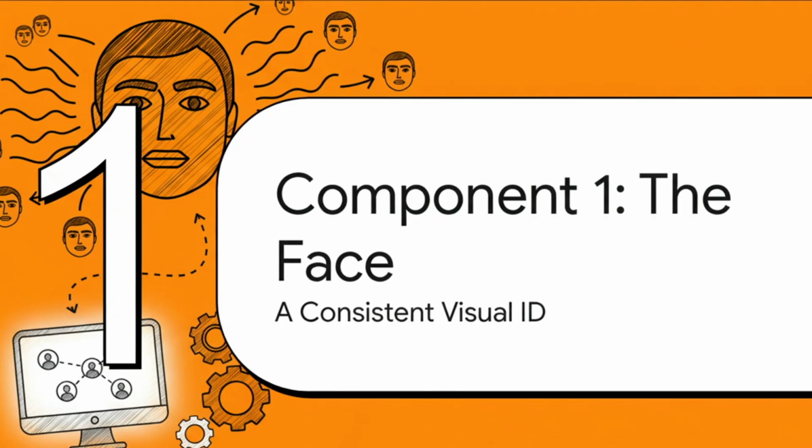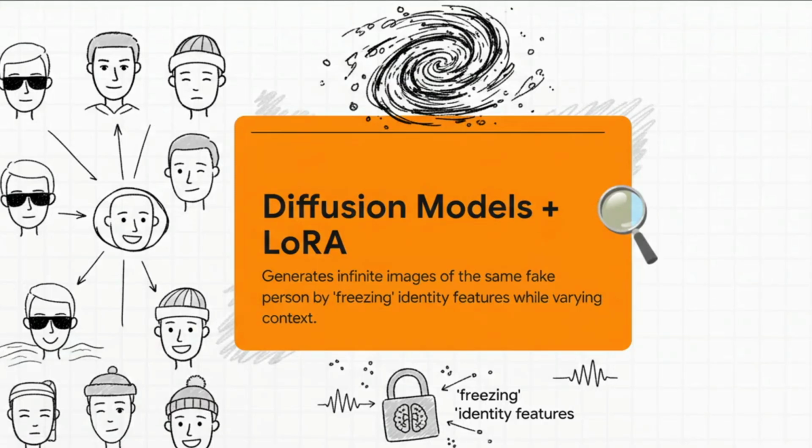The whole process starts with the very first thing you'd ever notice, the face. And this part is all about engineering a visual identity that is absolutely flawlessly consistent. The secret sauce here is a combination of two key technologies. These incredibly powerful AI image generators called diffusion models, plus a special training technique called a LoRA. Now, you can think of the LoRA as a kind of digital fingerprint for a face. It freezes all those core features, the eyes, the nose, the jawline, so the AI can then generate an endless number of new photos of that exact same person in any situation you can imagine.